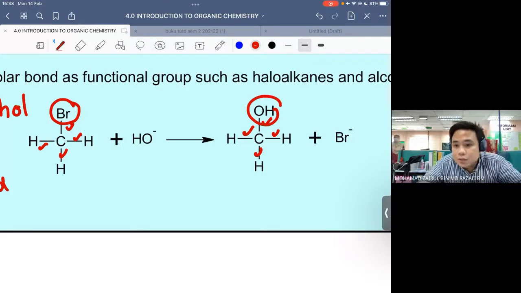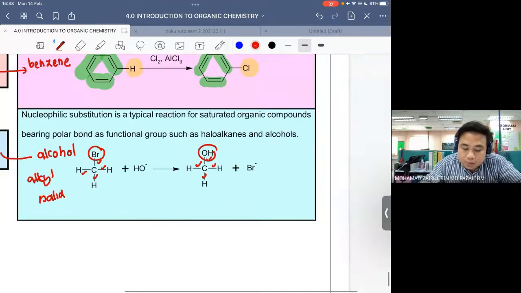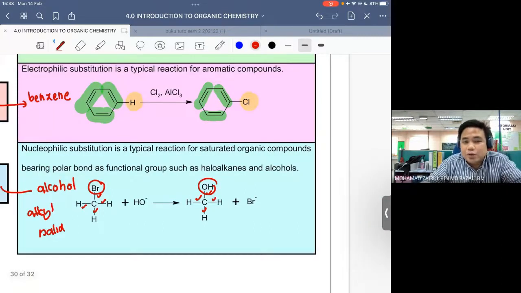So substitution product tak payah HCl ke, itu kita punya byproduct dia. Nanti kalau kita tulis reaction dia, kita kena tulis HCl. Yang ni saya just nak tunjukkan dia adalah substitution. Tapi kalau kita tulis complete equation dia, kita kena tulis byproduct dia.